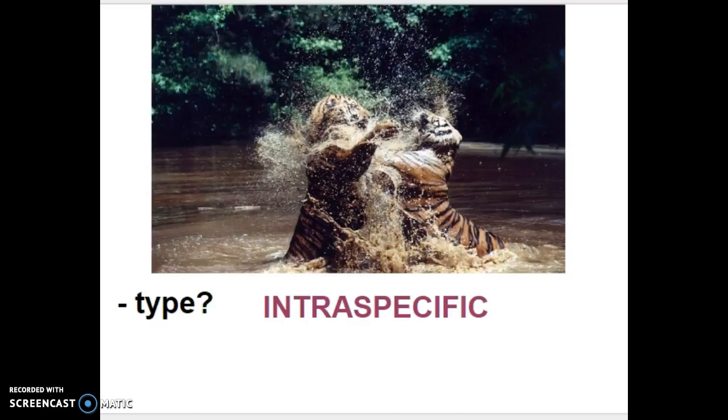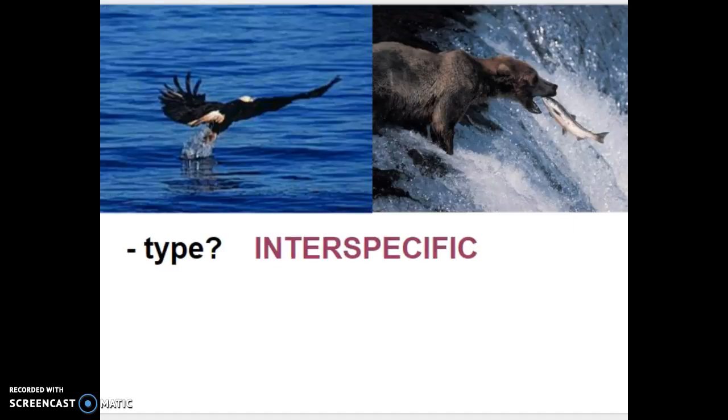So here we have an example of intraspecific competition. We have the two Bengal tigers violently fighting over something. My bet is a food source. And interspecific competition. Here we have a water resource. We have the trout being a resource of food for both the eagle and the bear. So they are competing against each other for the same food resource.